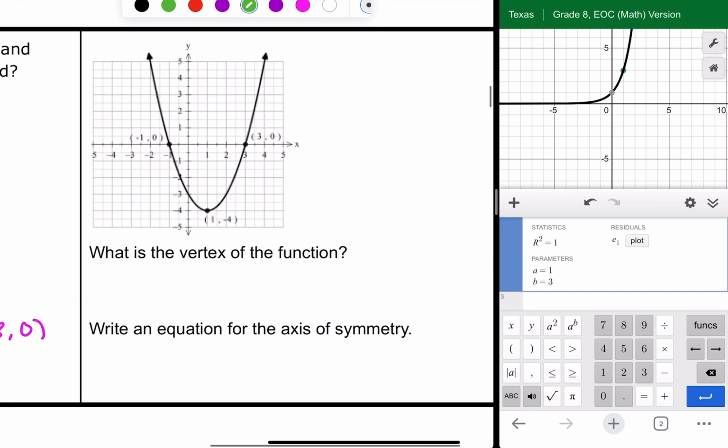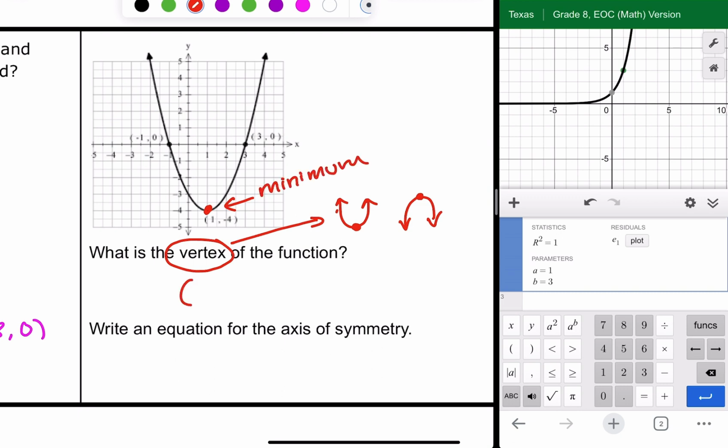So now let's go to the next one. It says, what is the vertex of the function? Remember that the word vertex is either our minimum point or our maximum point. So here we have a minimum, and that's also known as our vertex, 1, -4, our turning point.